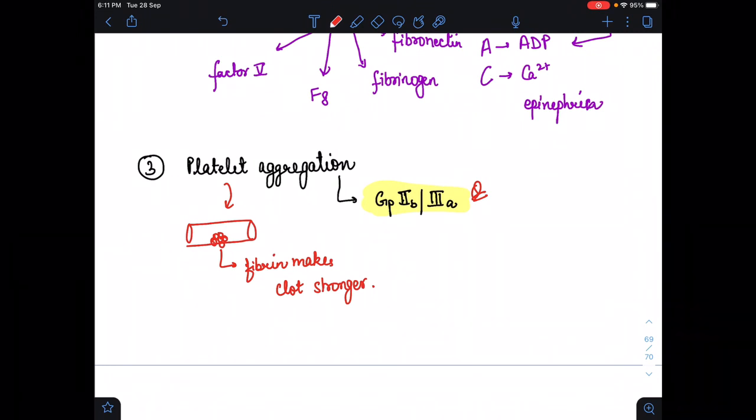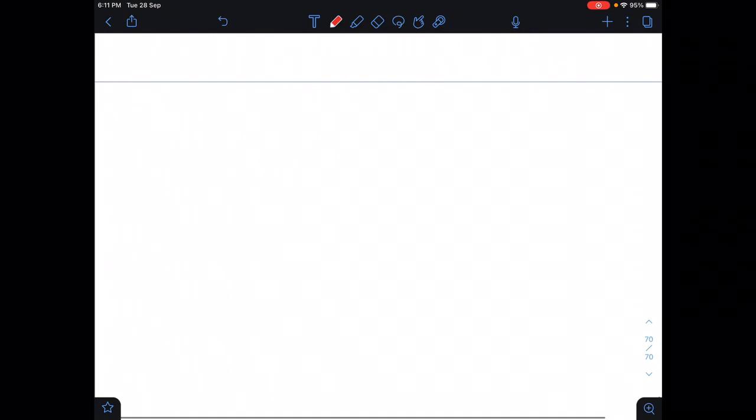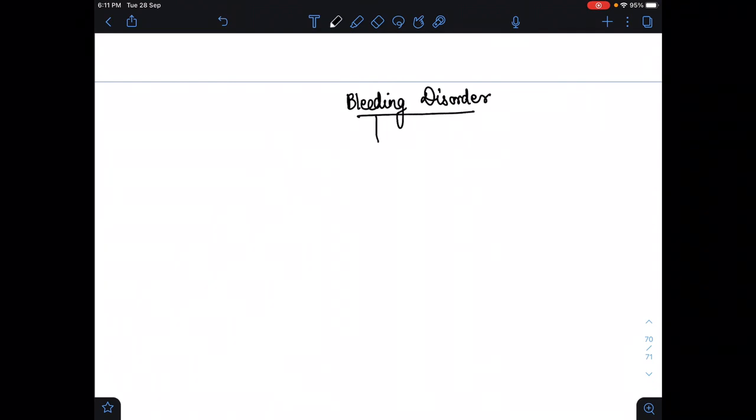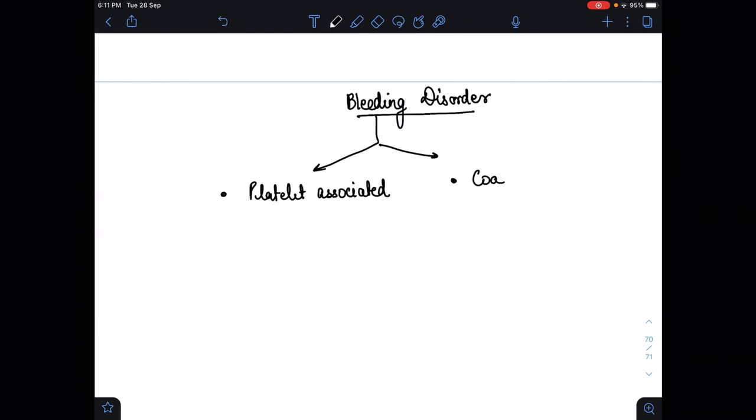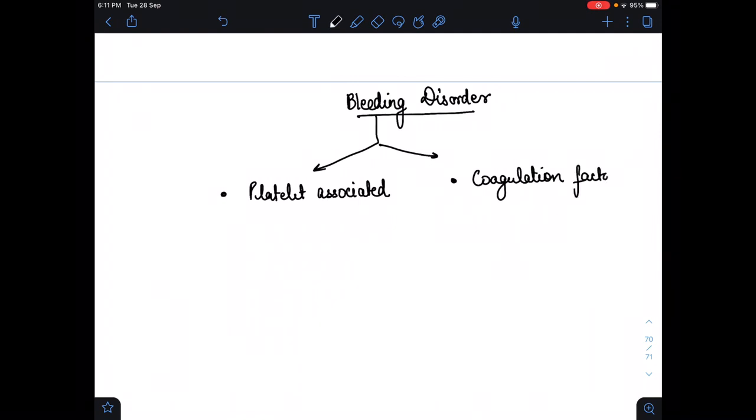So these were the platelet functions. Now in the next minute I am going to tell you about bleeding disorders. A bleeding disorder means either there is a defect in the platelets or a defect in the coagulation factors. The first is the platelet associated bleeding disorder, where platelets do not work properly, and the second is coagulation factor deficiency.